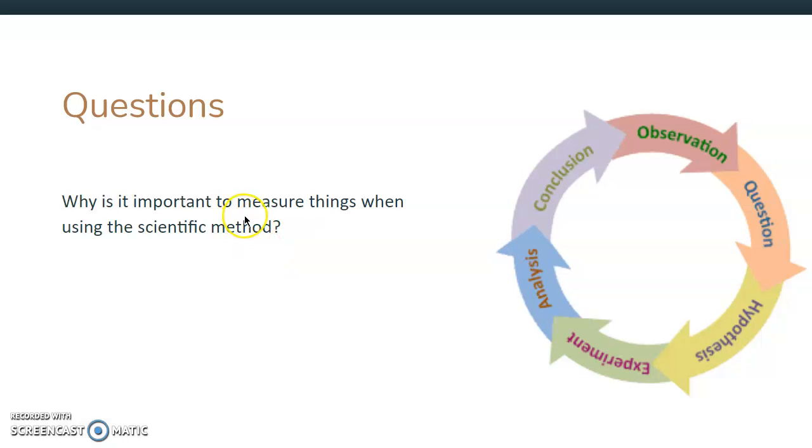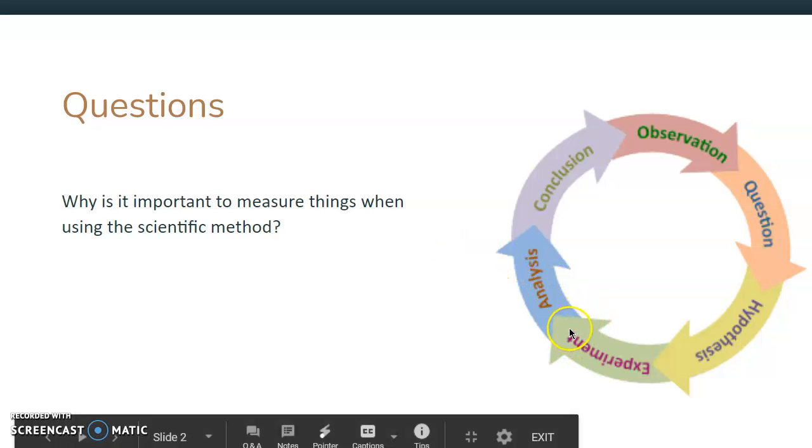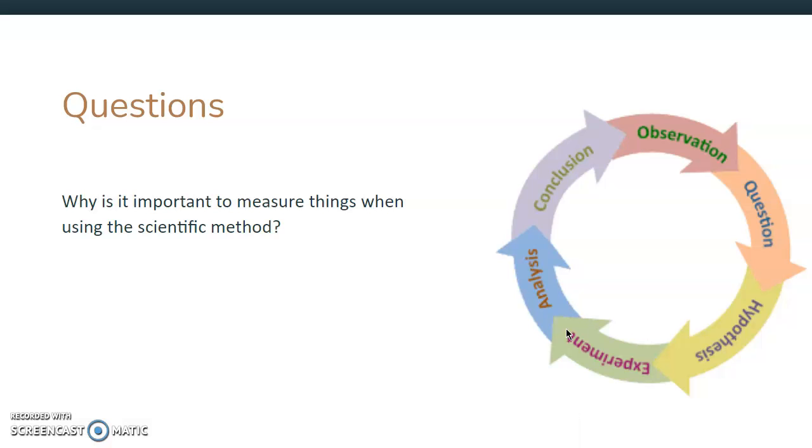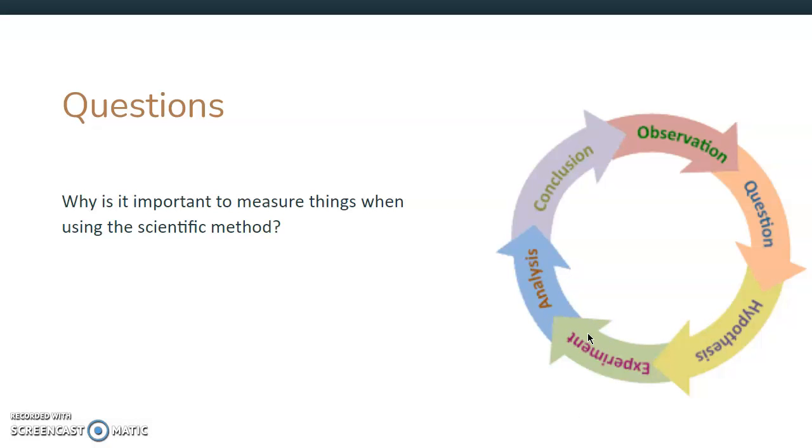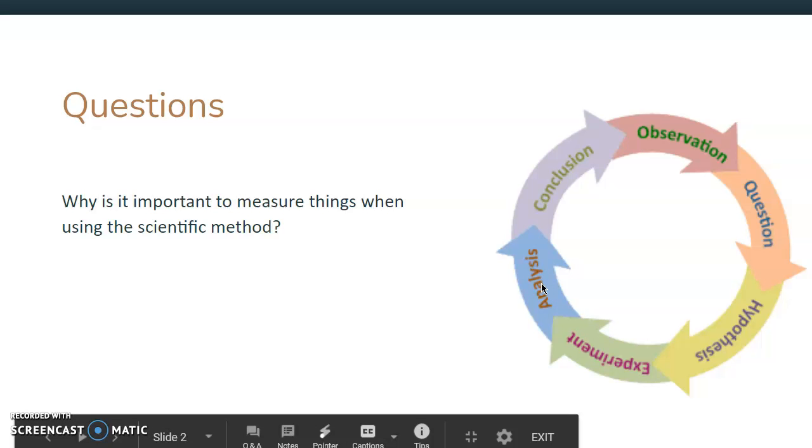So what I think is important about measuring things is that when we experiment, we really want to have very concrete, very sure numbers. We want to have very clear numbers so that we can do an analysis with them. We also want, when we're designing our experiment, to design it in a way that someone else could do it and see if they get the same results. So we want to be very clear with exactly how much of something we are using.